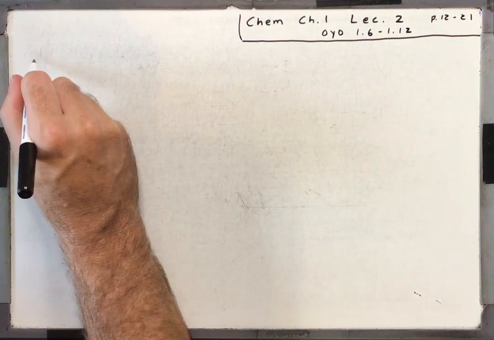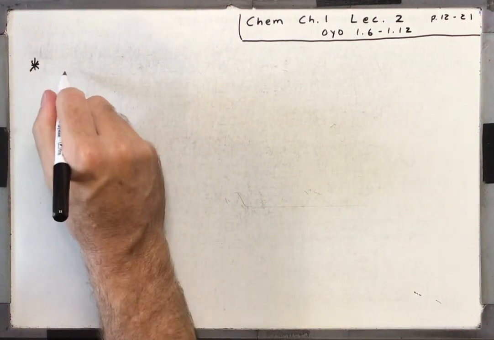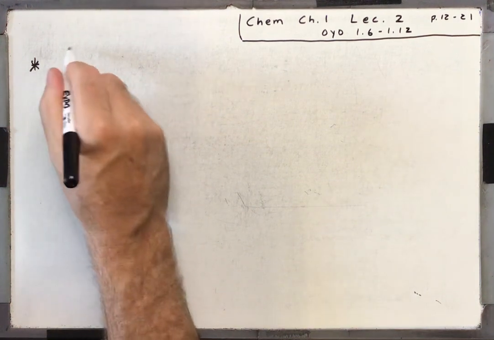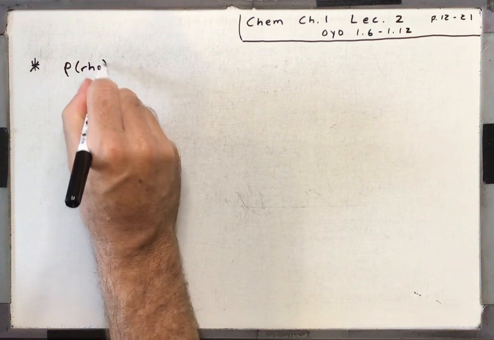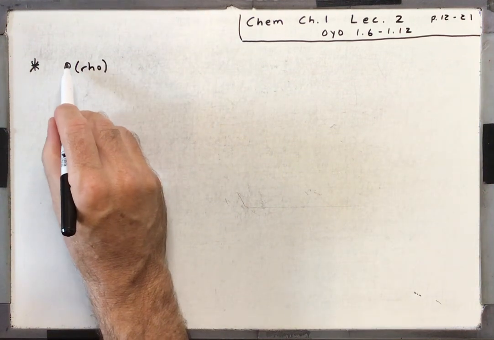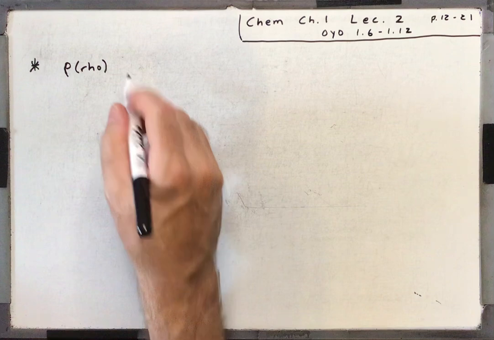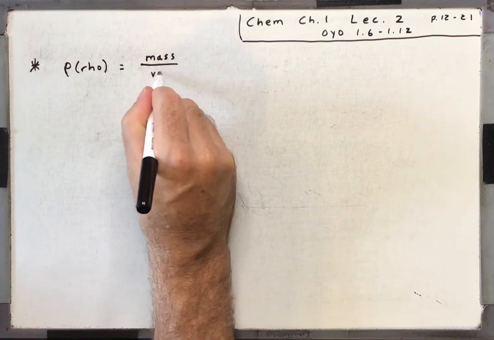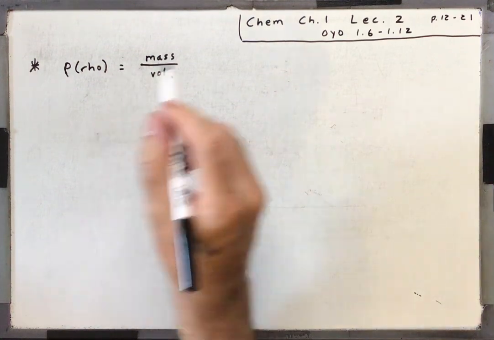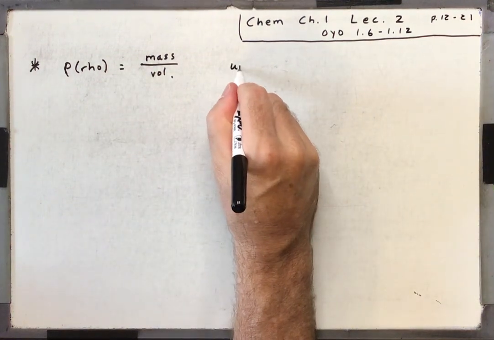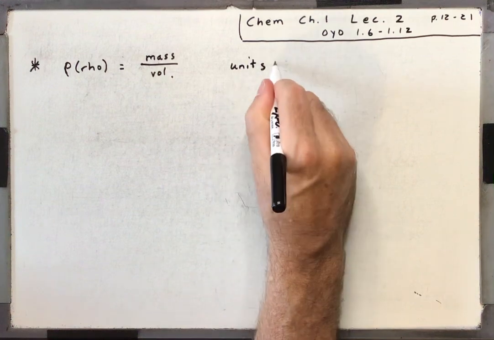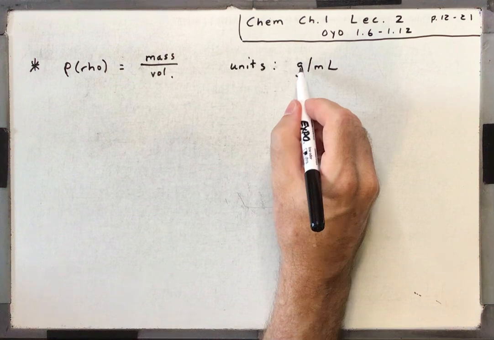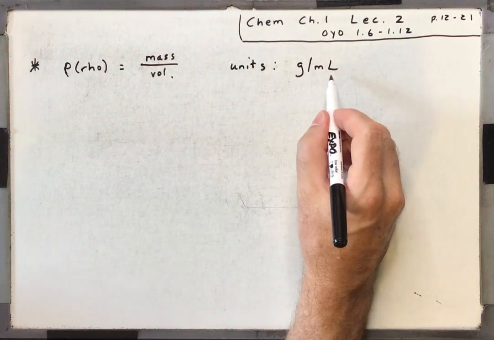And density is symbolized by the Greek letter rho. That's R-H-O. Okay, and it looks kind of like a P. It's kind of a curvy P, and that's equal to mass over volume. So the density units, grams per milliliter. So the mass in grams, the volume in milliliters.